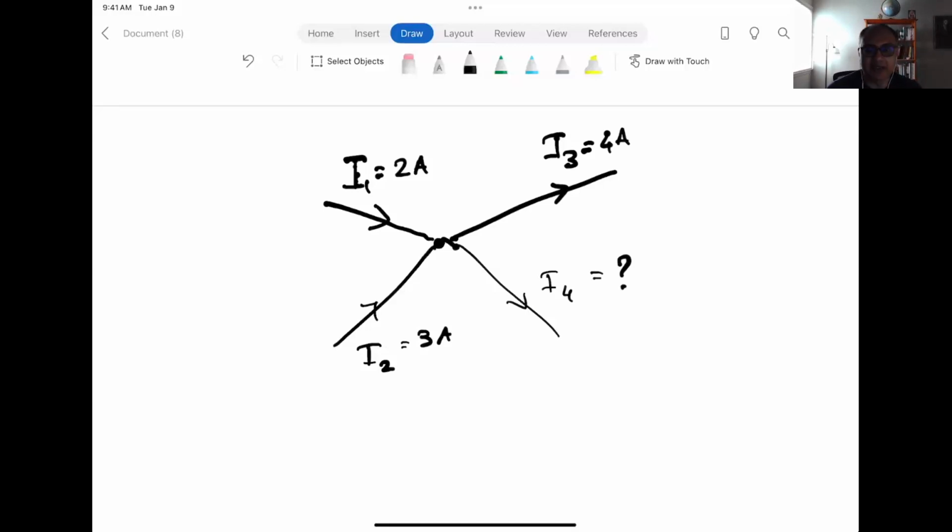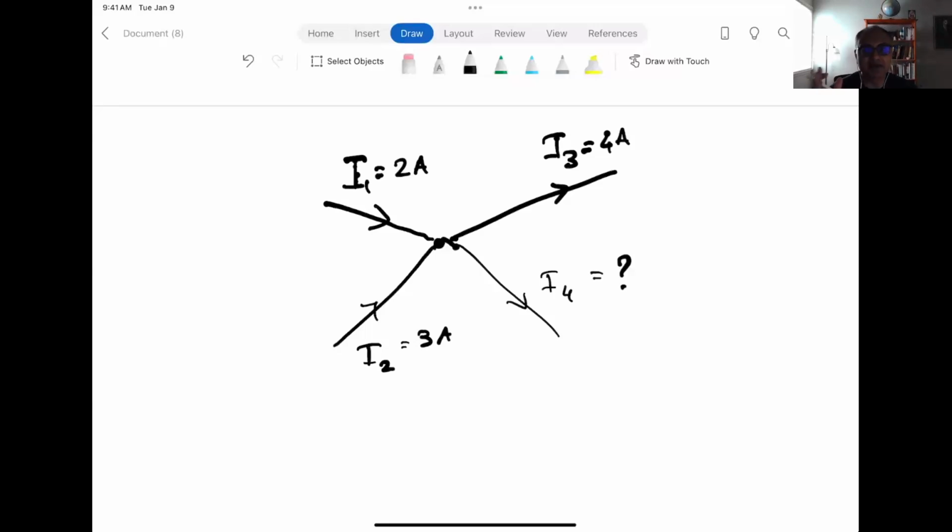That's quite intuitive why that must be the case, because let's look at the 2 ampere current first. 1 ampere just means coulombs per second, right? So the 2 ampere current is bringing in 2 coulombs every second and dumping it into the junction, right? So I1 is dumping 2 coulombs per second into the junction. I2 is dumping 3 coulombs per second into the junction, right?